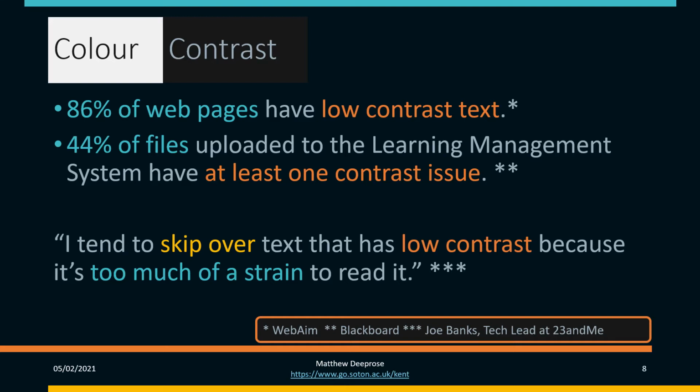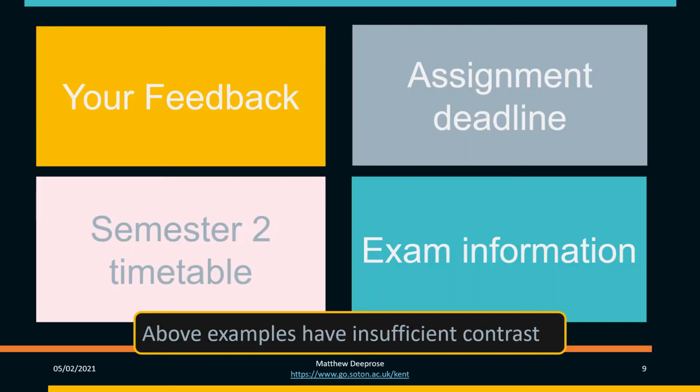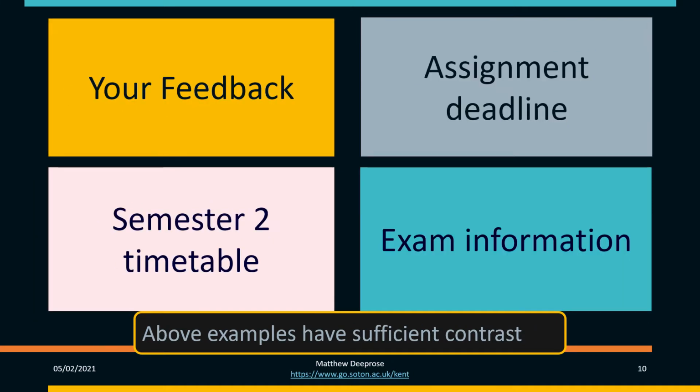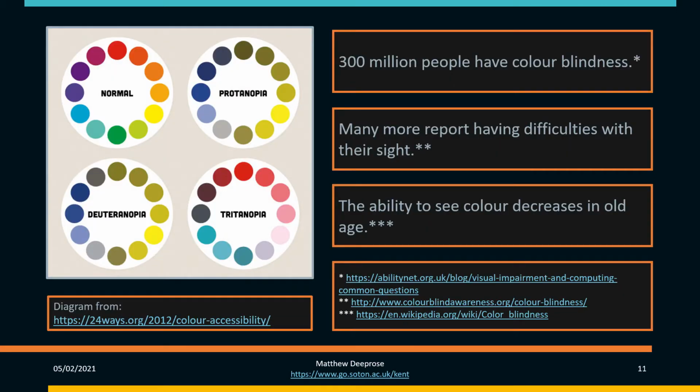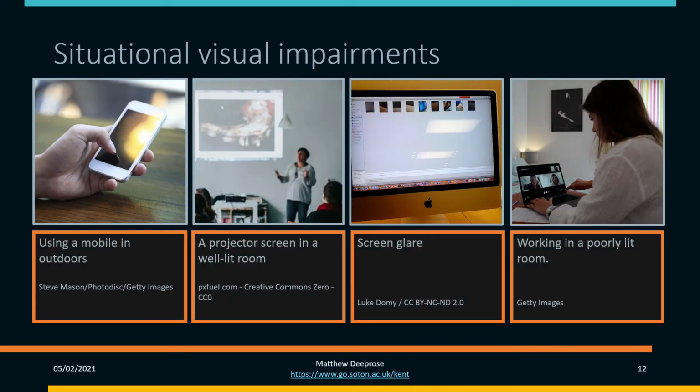He says that he tends to skip over text that has low contrast because it's too much of a strain to read it. Now, talking of too much of a strain, maybe these examples are too much of a strain for you to read. These are examples of insufficient colour contrast, whereas here, with a subtle change, we now have sufficient contrast.